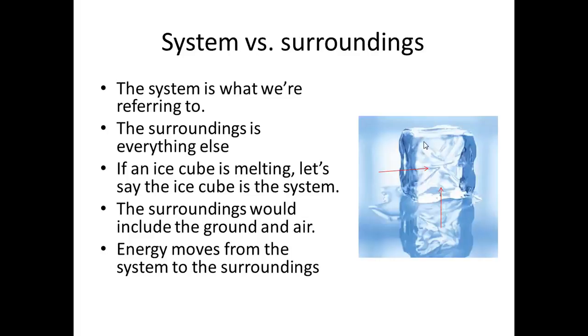The system versus the surroundings. So a system is everything we're talking about. The surroundings is everything else around it. So if we're talking about an ice cube, let's define the ice cube as the system. Let's say the surroundings are the air and the ground around it. Everything else. So if the ice cube's melting, the energy is being lost from the surroundings and the energy is being gained by the system.